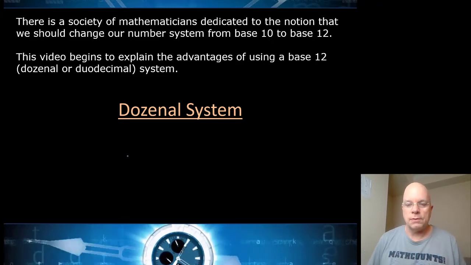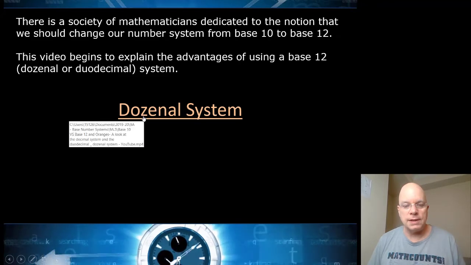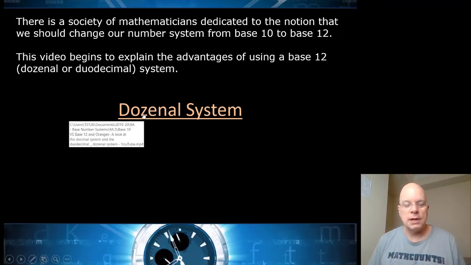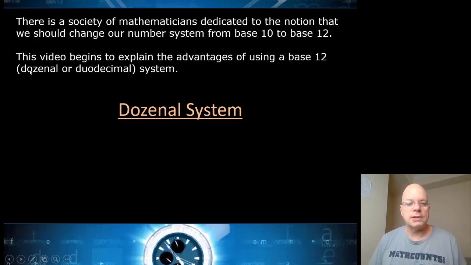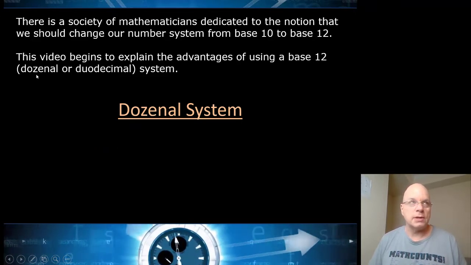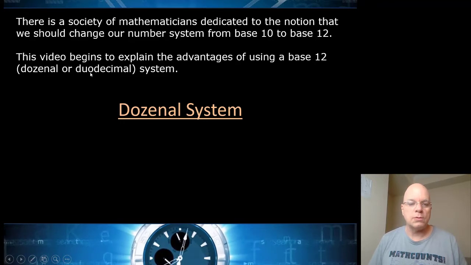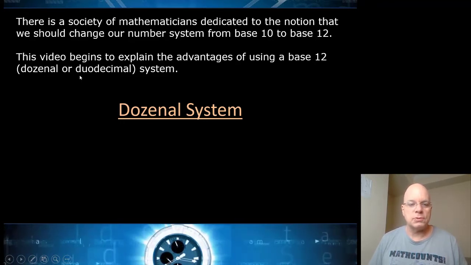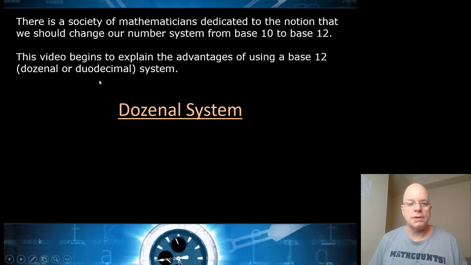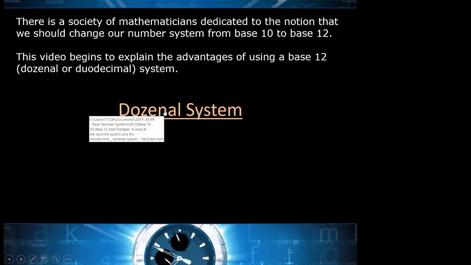But I would have shown this short video in the Zoom, so I'm going to show it here. And you'll begin to see the advantages of a base 12, which is called dozenal. That's not surprising, the word dozen is right in it. Or duodecimal. We know deci means 10. Duo is 2, so 2 and 10, 12. A duodecimal or base 12 system.